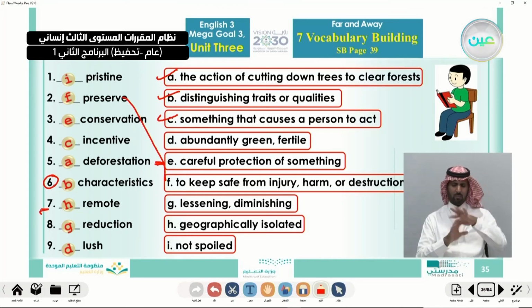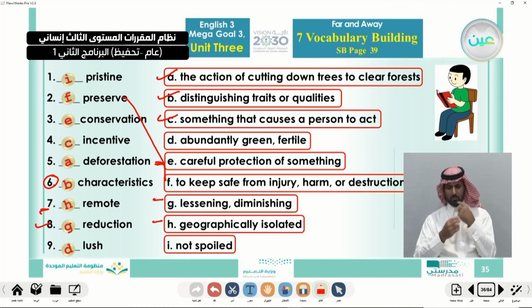Okay, and number 7 here, remote. It goes here to H, geographically isolated. Okay, remote, that means very far away, or geographical isolated from the place, or from distance. Number 8, reduction. Reduction is G, lessening, or we can say diminishing also. Okay, number 9, the last one, lush. What does lush mean? Lush is, as you can see here, abundantly green or fertile. That is mean lush.